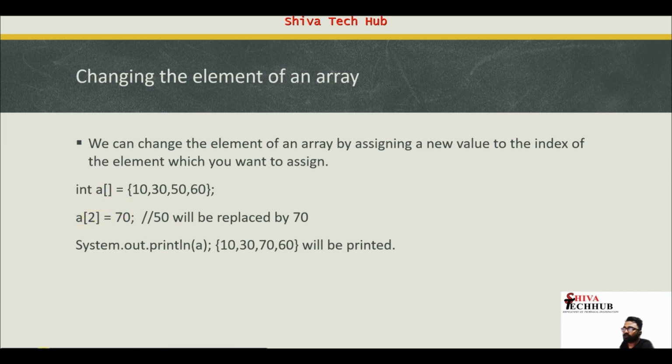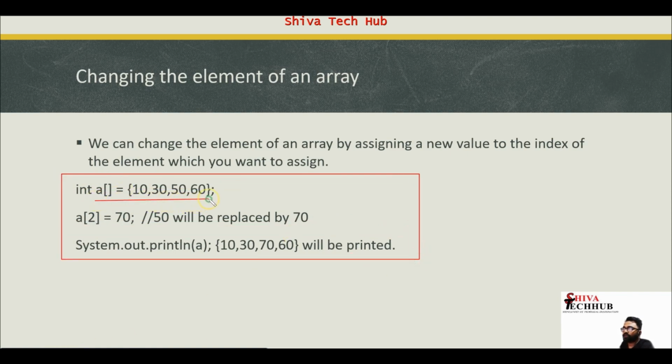So let us try to understand this particular example, which I am showing here. For example, we have declared an array which holds four values of integer type. Now I want to assign a different value for an element that is present at the second index position. If you consider this is the 0th index, this is the first index, and this is the second index, in this case, 50 will be replaced by 70.